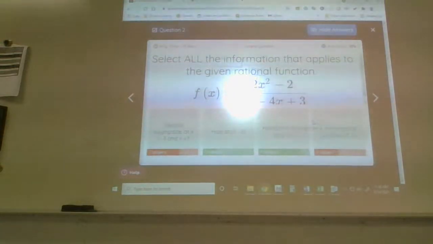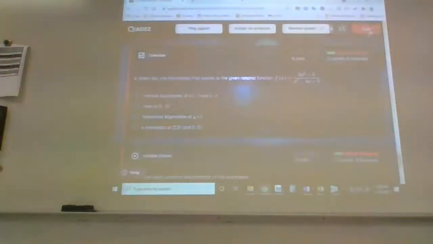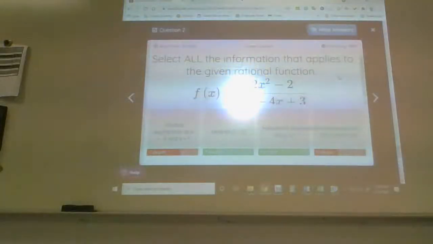But then there was a hole. There was a hole, and 3 people chose that. 3 people chose there was a hole at 1, -2. How many people in total got it right? 2 of you got it right. Okay. The select all that apply, those are interesting problems just because people tend to just pick one of them and move on.